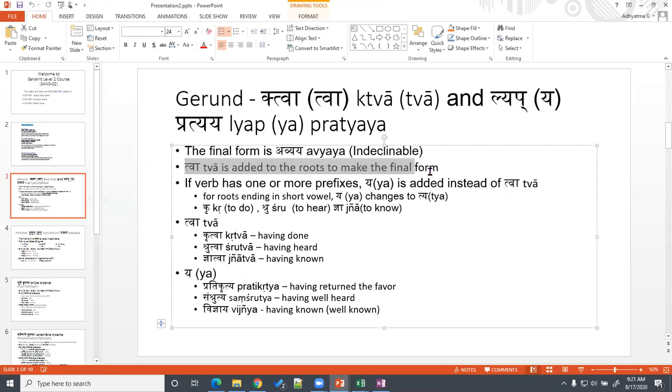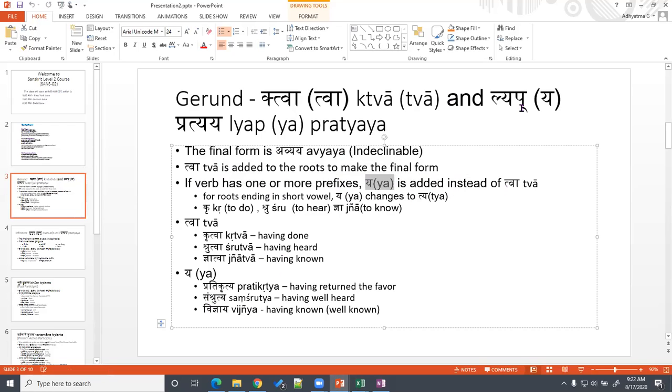This twa is added to the roots to make the final form. And so both are used to make the gerund form, gerund participle. The difference is when you are adding directly to the root, you will use twa. If the verb has one or more prefixes, if you remember, there were prefixes we discussed, there are 20, like prati, sam, vi, these are called verbal prefixes, which you can add prior to the verb and it changes the meaning of the verb. If the verb has one or more prefixes, then you would use ya.